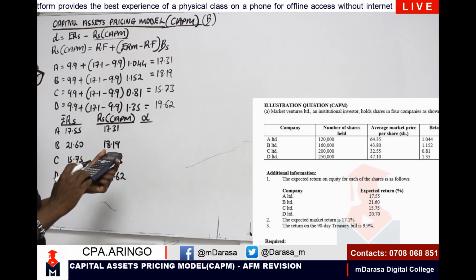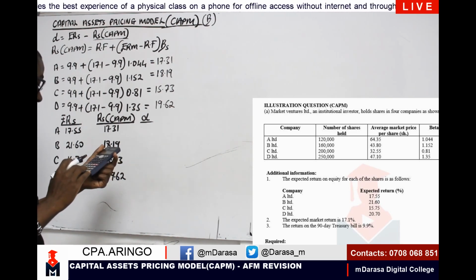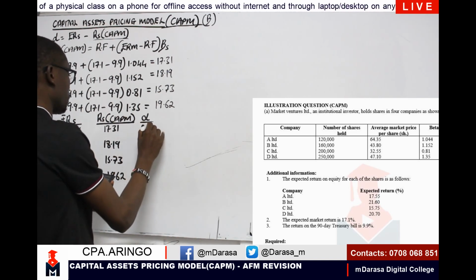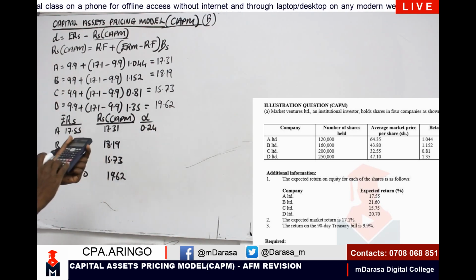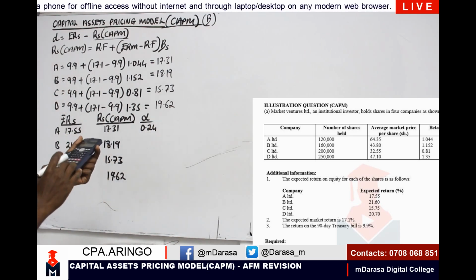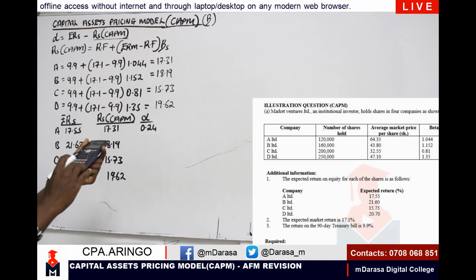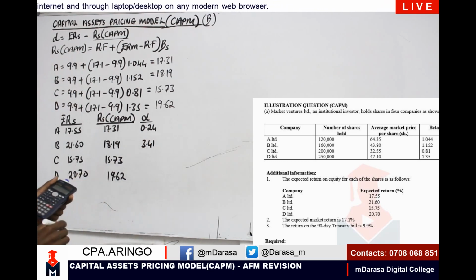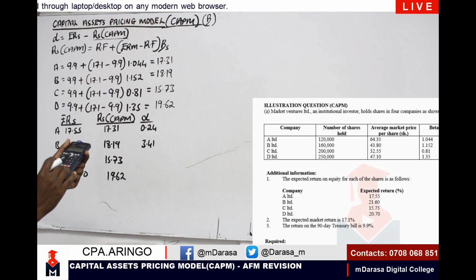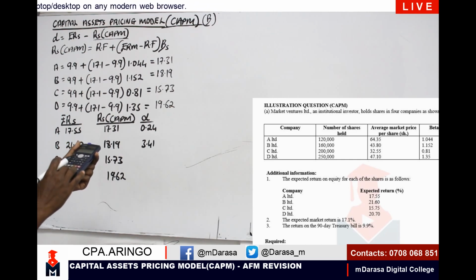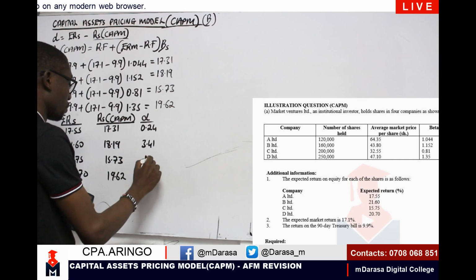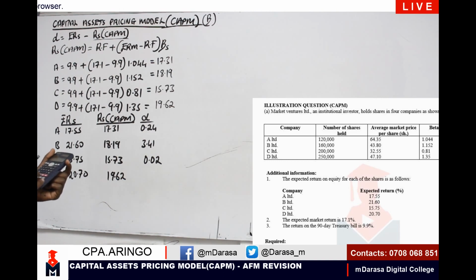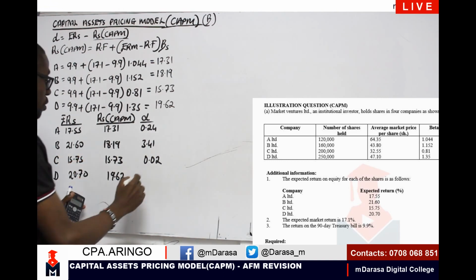17.55 minus 17.31. This should give us 0.24. 21.60 minus 18.19. This should give us 3.41. Then I should be talking of 15.75 minus 15.73. This should give us 0.02. 20.70 minus 19.62. This should give us 1.08.